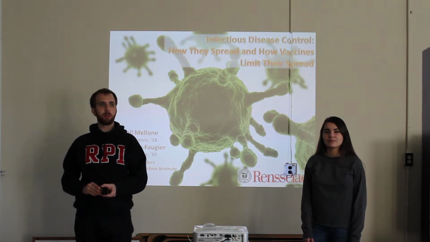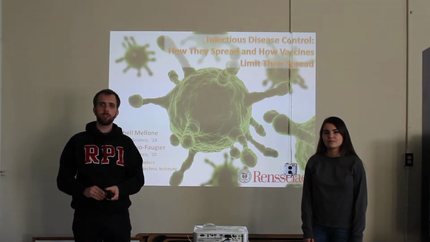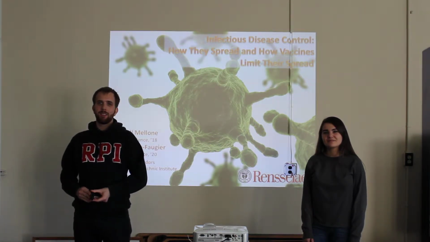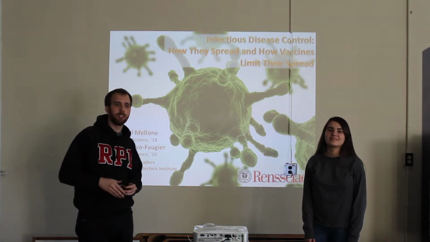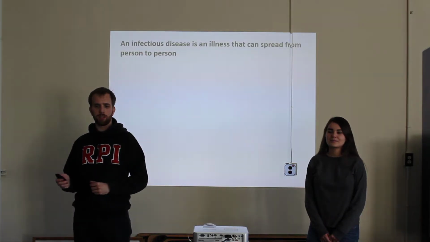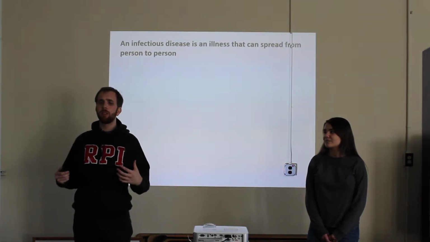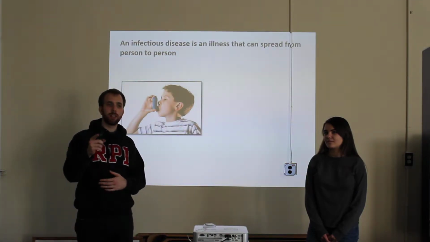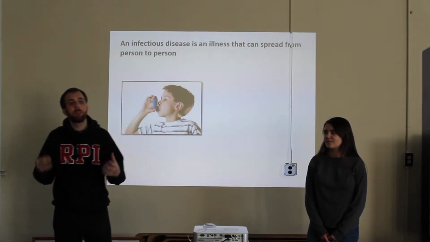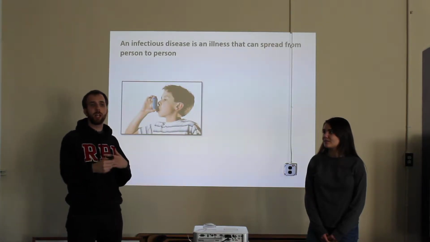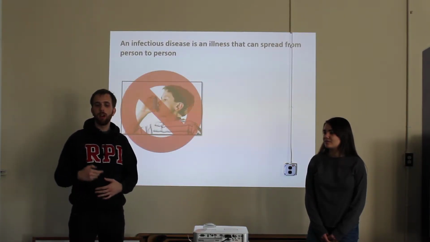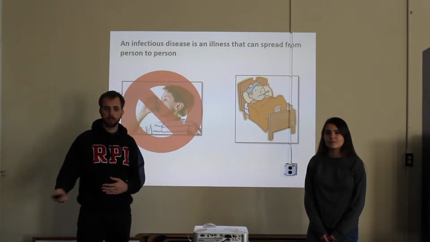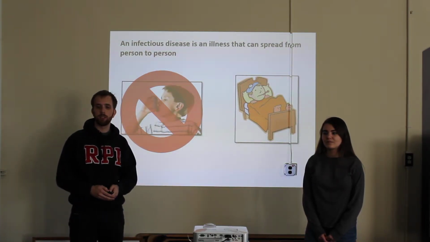So, can someone tell me what they think an infectious disease is? Yeah, you in the back. It's a disease that can be spread from person to person. Exactly. So, what about a disease like asthma? Is asthma an infectious disease? No, because you're born with it and you can't spread it. Right, that's exactly the case. So, asthma is a disease, but it's not infectious because we can't spread it from person to person. So what about something like the cold or the flu? Yeah, definitely. That is an infectious disease.